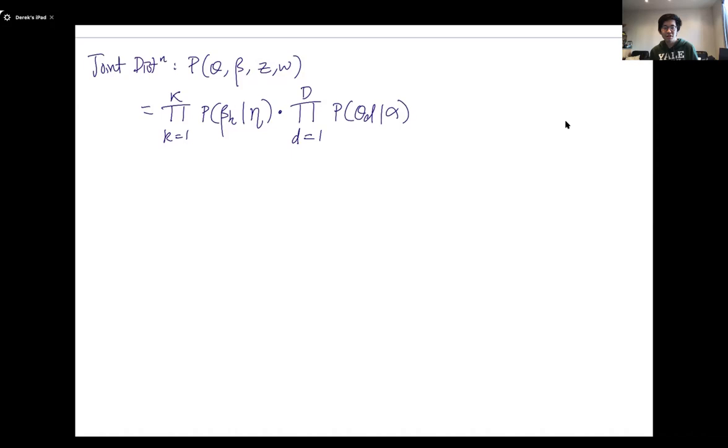Now it's getting a little bit complicated. We're going to have to go into each document and look at each word. So I'm going to put a bracket here. Actually, I'm going to move this a little bit because, oopsies.